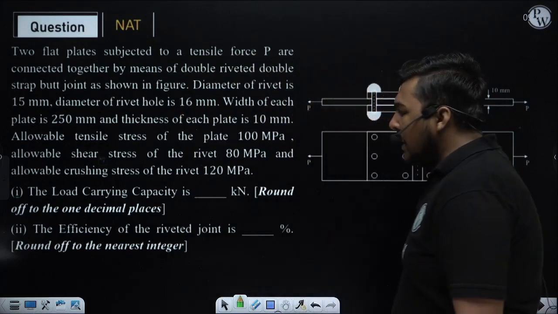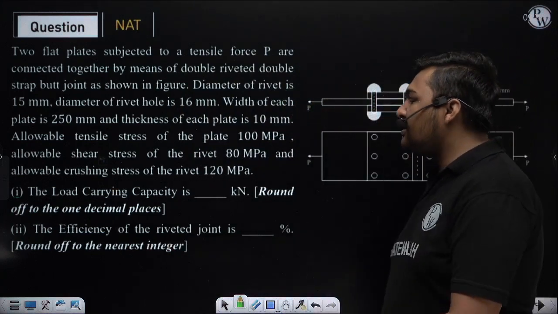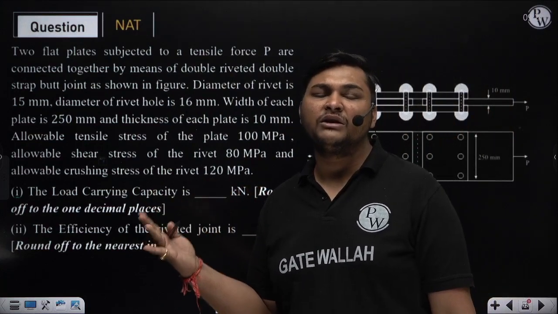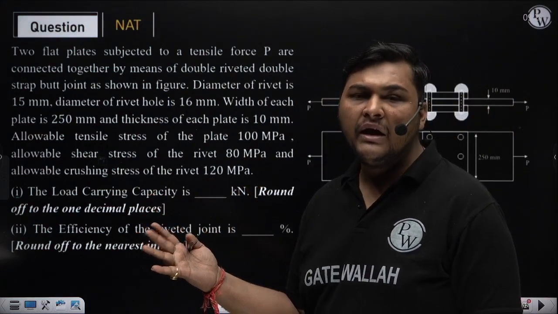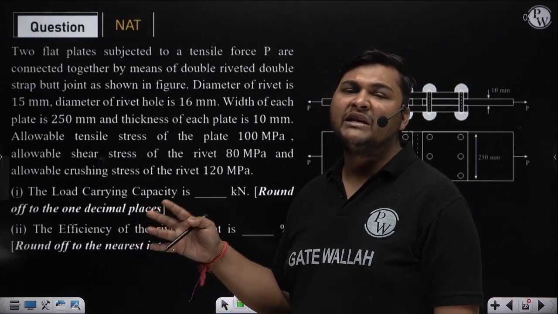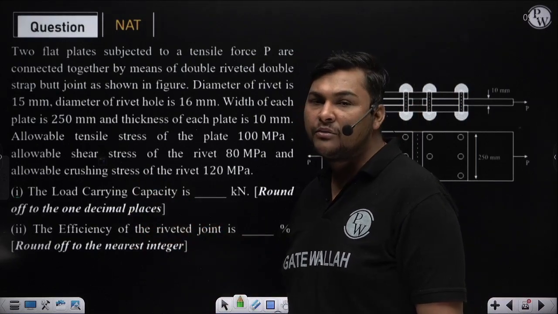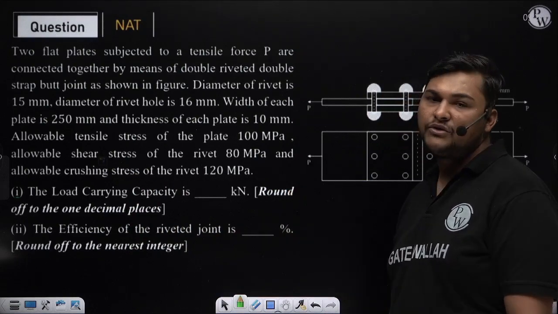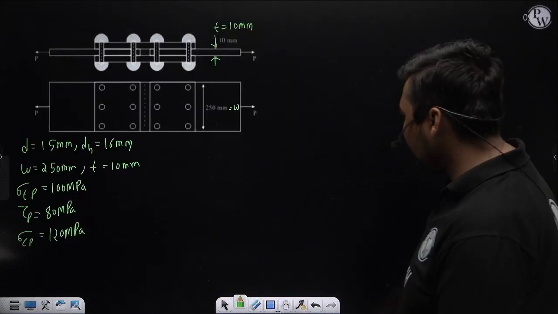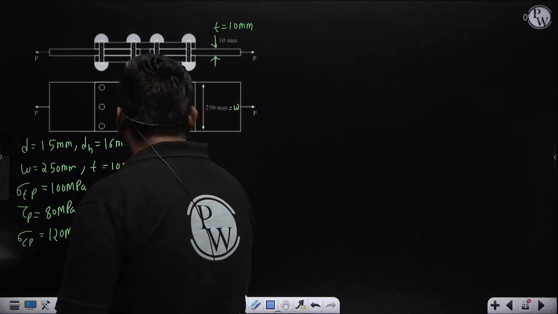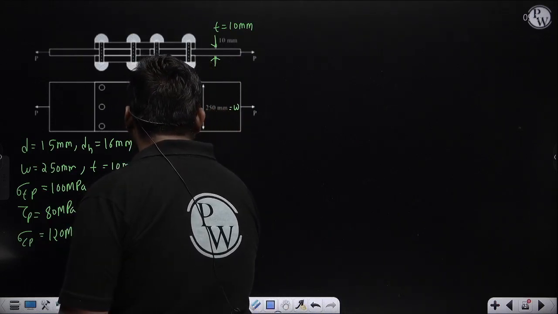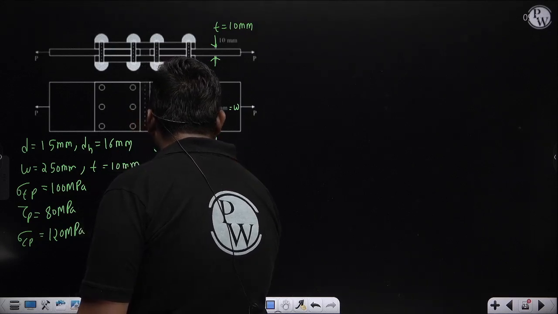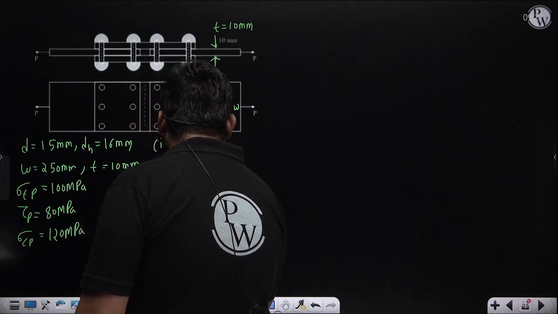So we have to find first the load carrying capacity of this component. Means to find load carrying capacity, first we need to find tearing, crushing and shearing load carrying capacity, and the minimum of PT, PS and PC will be the actual load carrying capacity of the system. Then we also need to find the efficiency of this riveted joint. So the first objective is to find the actual load carrying capacity of this system, suppose I am denoting that as PLCC, and our second objective is to find the efficiency of this riveted joint.